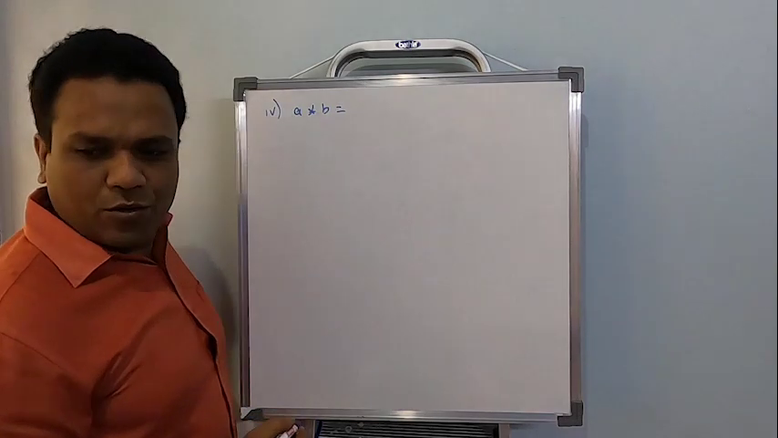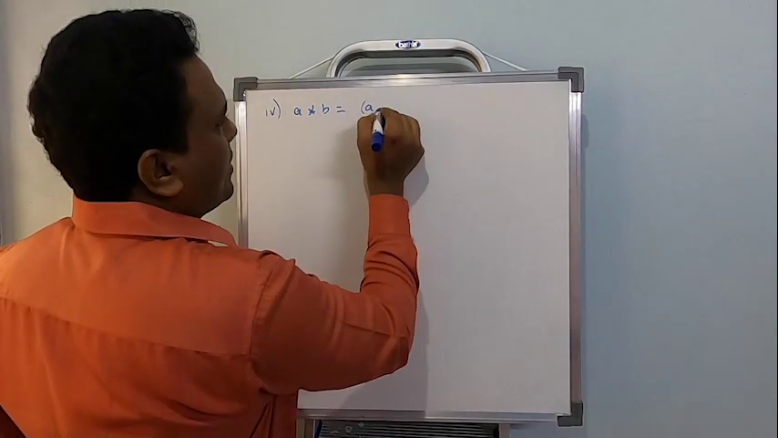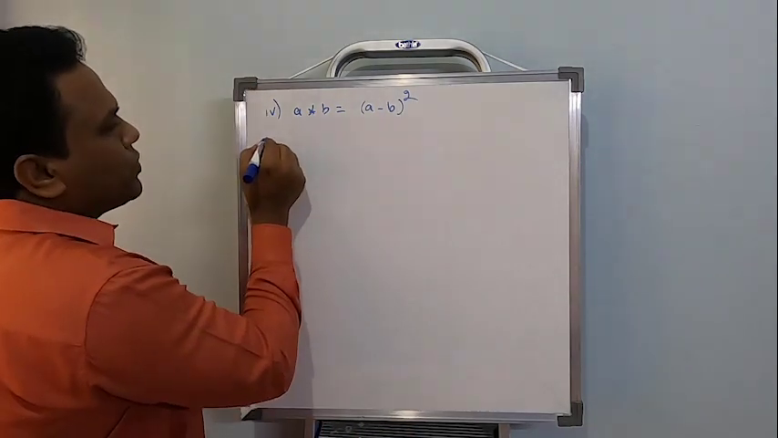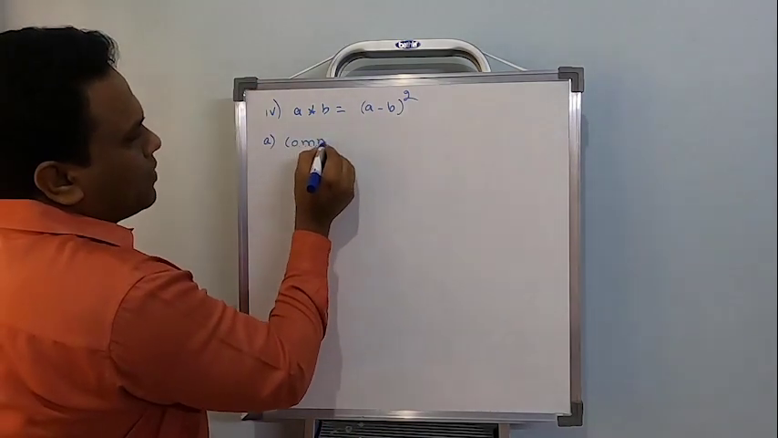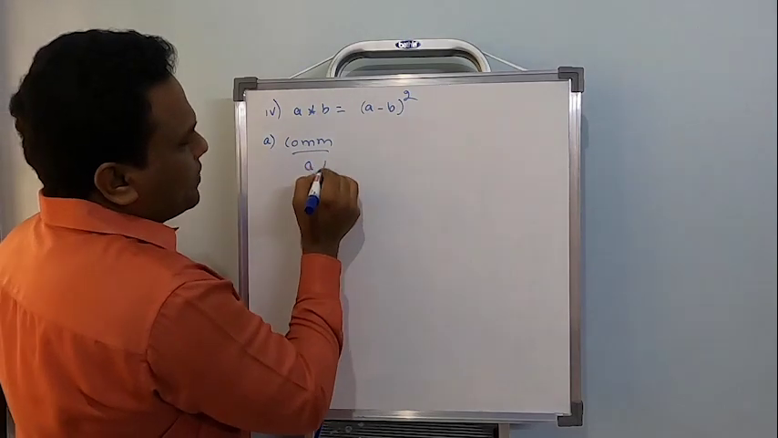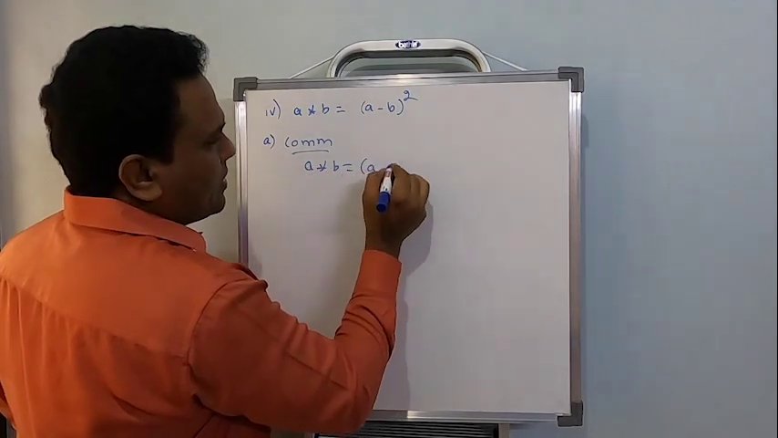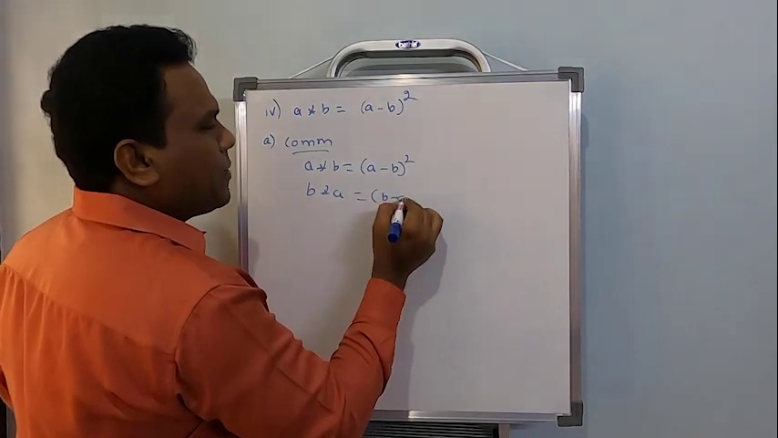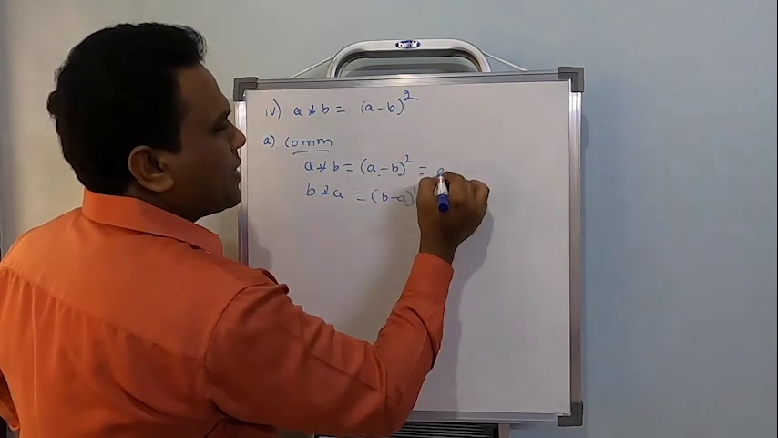Now let's move on to the next problem, number 4 in this. A star b equal to a minus b the whole square. So let us check for commutative. Commutative says a star b is a minus b the whole square. So what is b star a? B minus a the whole square. If you want, what is a minus b the whole square?